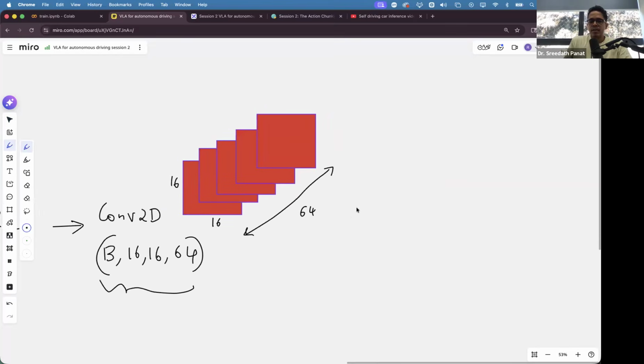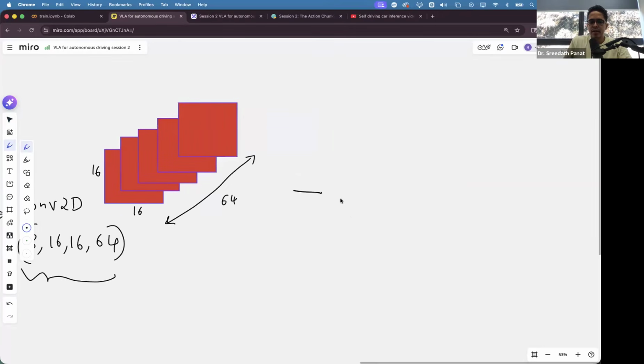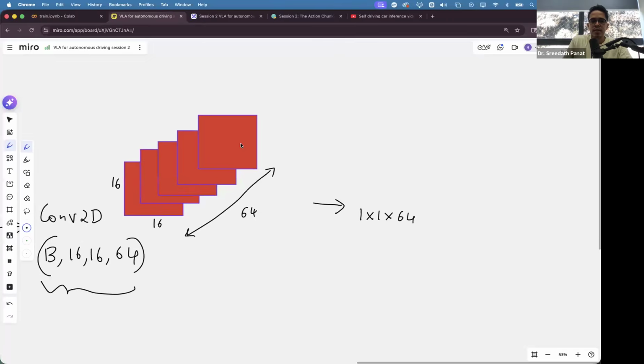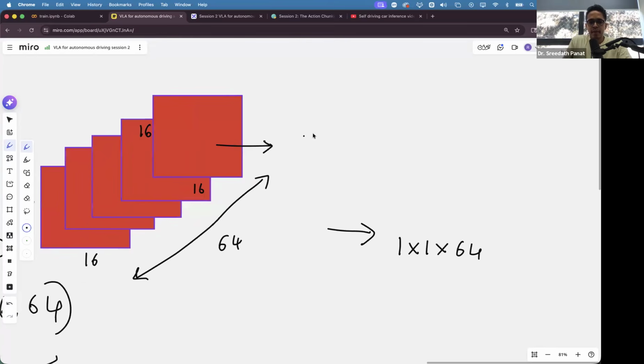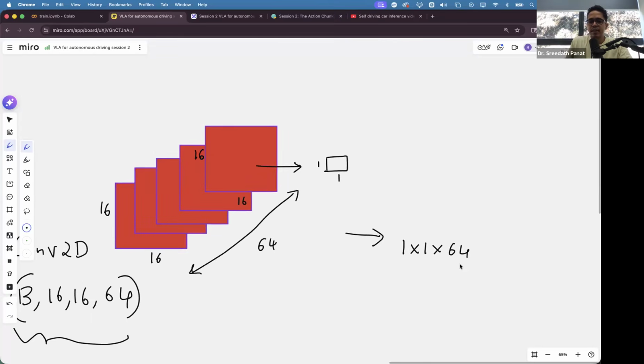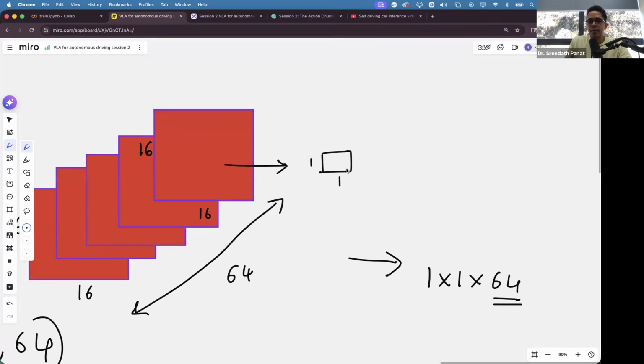Now, what we want to do is, let's say my embedding dimension is 64. What we want to do is convert this 16 by 16 by 64 into something like 1 by 64. So this 16 by 16, we need to convert somehow into 1 by 1. Of course, there is a lot of loss of information there, but at the end of the day, our embedding dimensionality is 64, which means the spatial resolution we have to shrink to such a small level that it has to become 1 by 1.